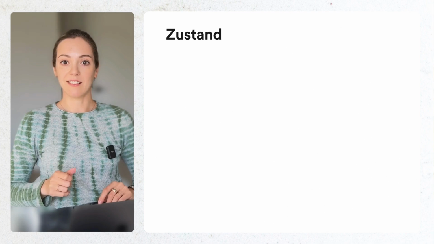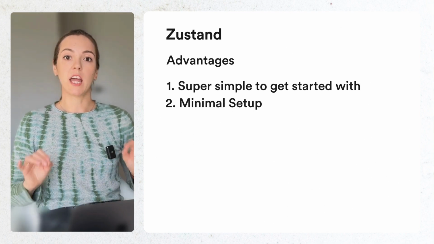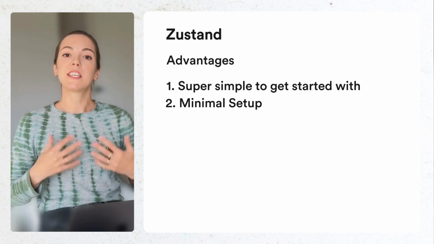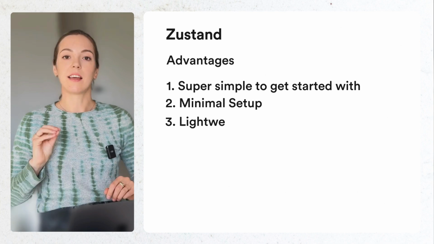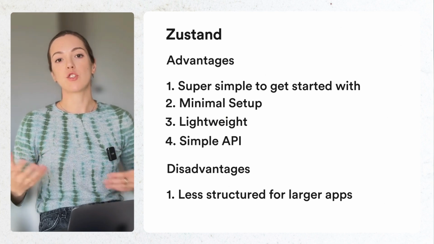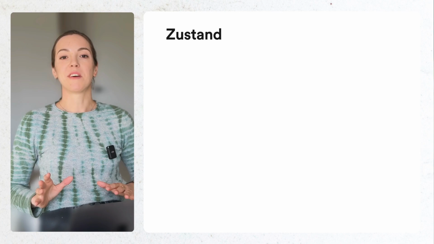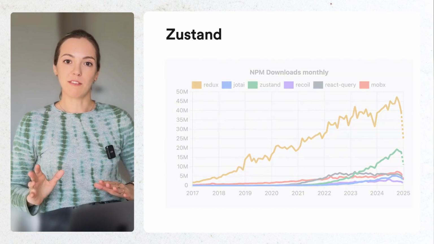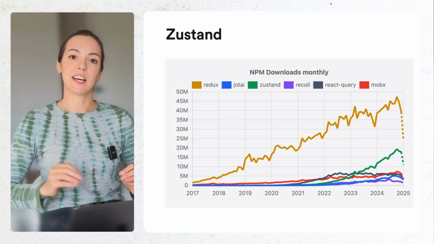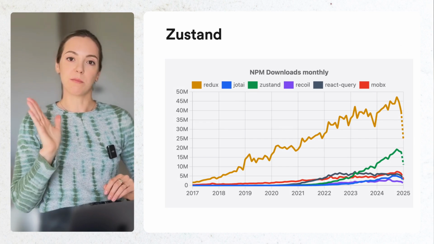A rising star in 2025 for state management is Zustand. Zustand has been loved for its simplicity. It does not require any boilerplate for the setup, which makes it perfect for small applications. It is lightweight and has a simple API. However, it is a little bit less structured if you try to use it for large-scale applications. I do want to mention that when it comes to NPM downloads, Zustand is only second to Redux as of the end of 2024 and is sharply on the rise.